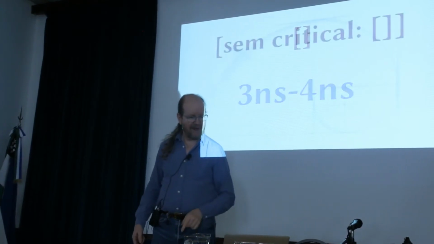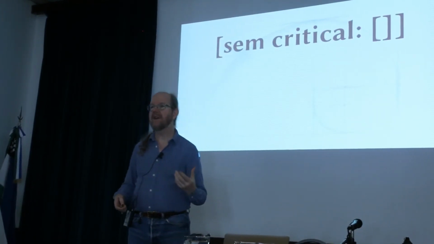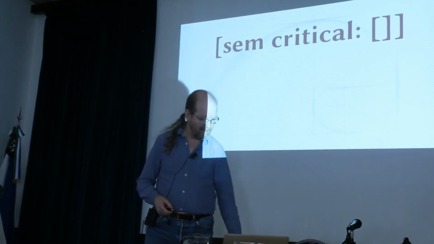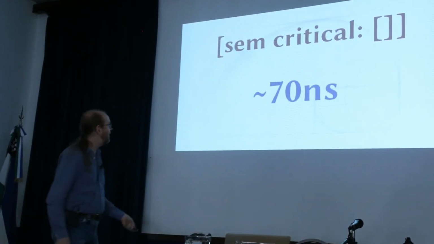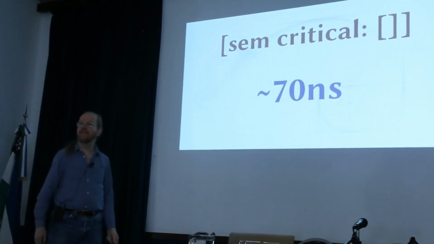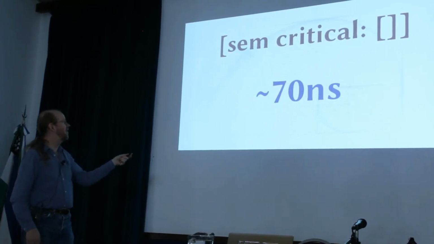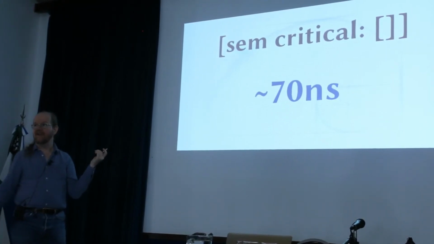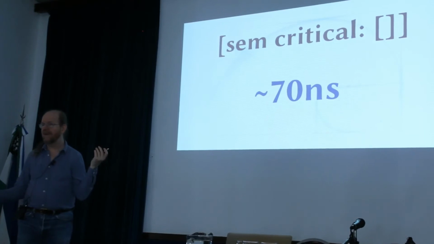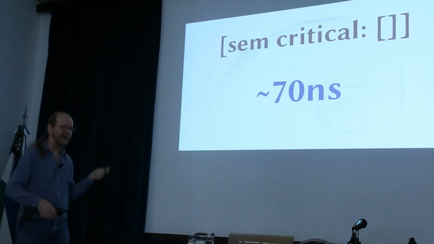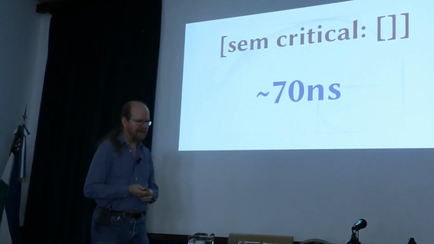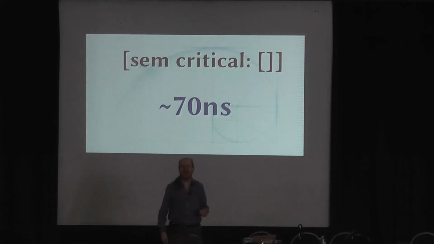So how much time does it take to run an empty critical block? And the answer is, it takes about 70 nanoseconds. So that's considerably larger than the 3 to 4 nanoseconds overhead for the test itself, so I'm going to ignore that. But is 70 nanoseconds fast, or is it slow?